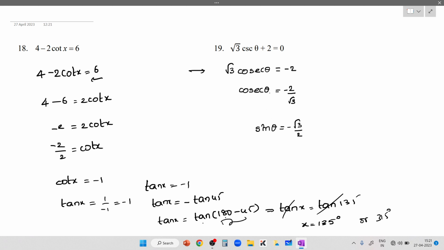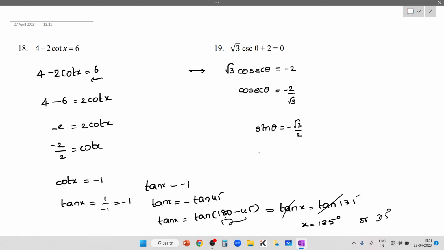Because if cosecant is some a by b, then sine theta will be the reciprocal of that cosecant theta, so it will become b by a. In the same way, cosecant theta is equal to minus 2 over root 3, and that makes sine theta equal to minus root 3 over 2.